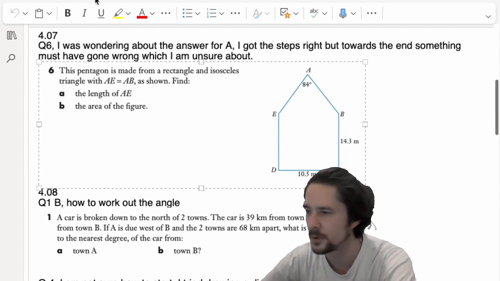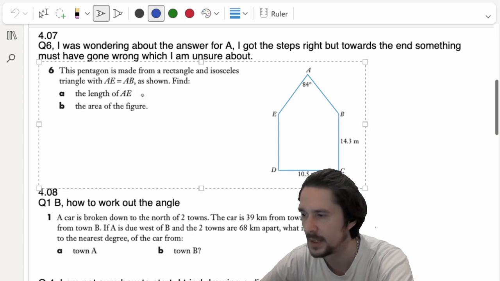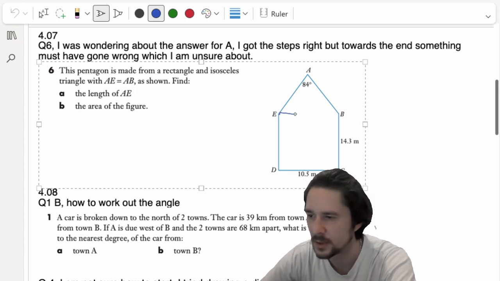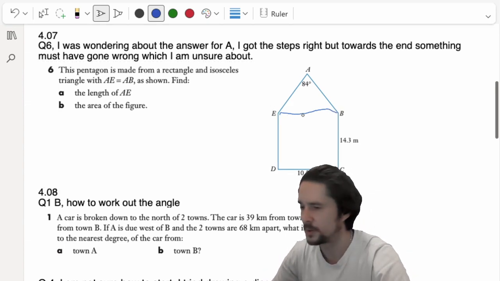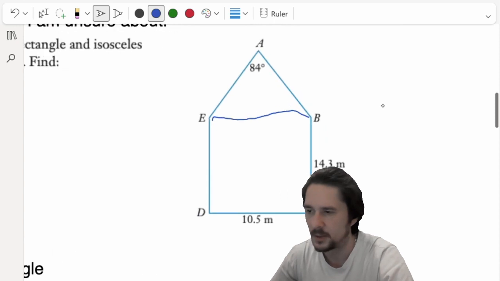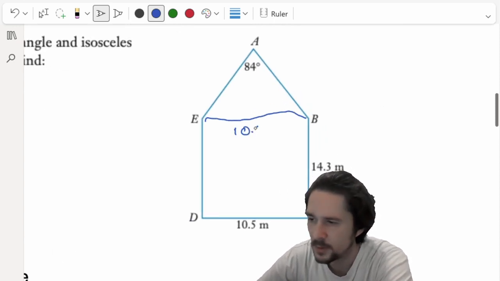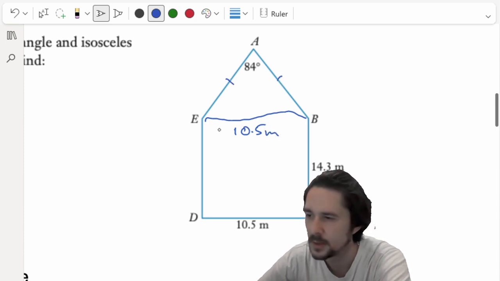So for the first question here, you're wondering about the answer for part A, which is the length of AE. We know that AE and AB are the same, so that's a nice isosceles triangle. So I'm just drawing this line here. Maybe I'll zoom in so you can better see what I'm doing. So we know that this is going to be 10.5 meters, or at least we can assume that from the way the question is asked.